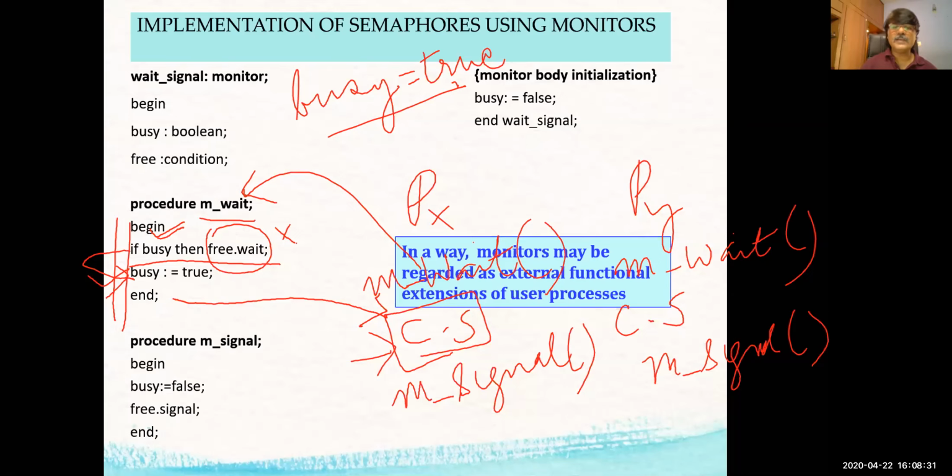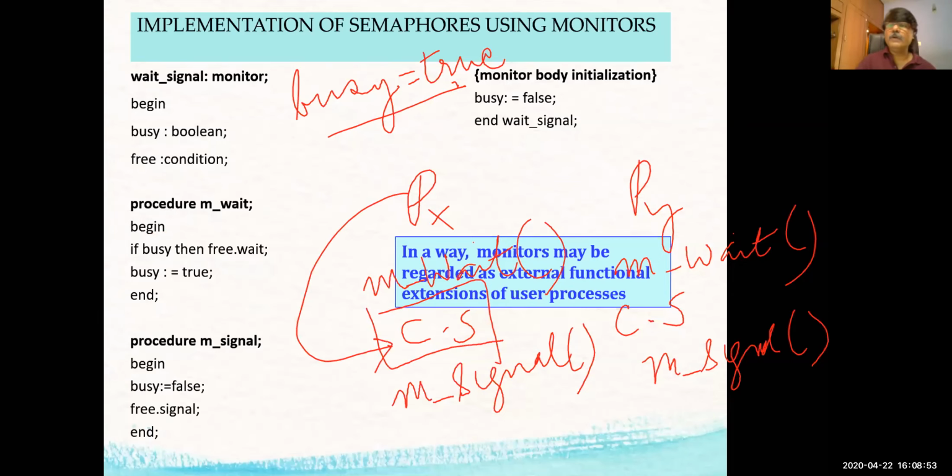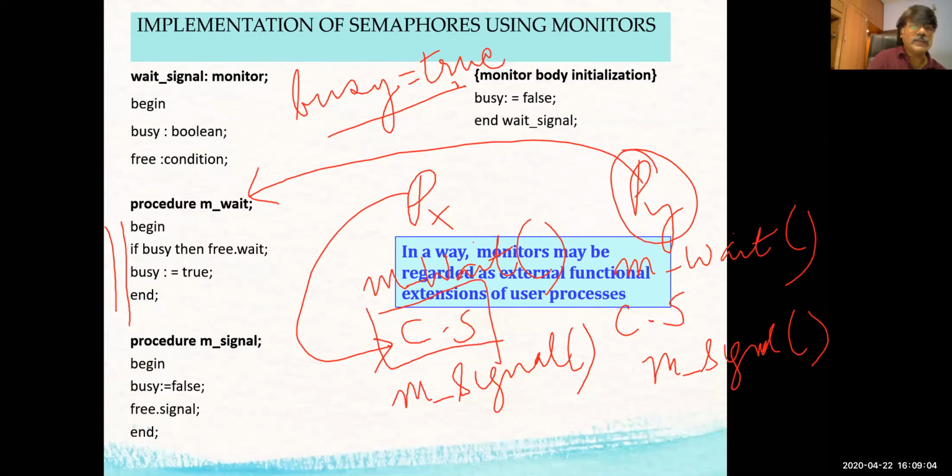So when process X is in the critical section, let us say at that time process Y wants to enter the critical section, what will happen to it? Currently process X is in the critical section. Now PY wants to enter the critical section, so PY will invoke the function mwait. Now mwait will start executing on behalf of process Y. It will check whether busy is true or false. Busy is true, which means it will execute free.wait.